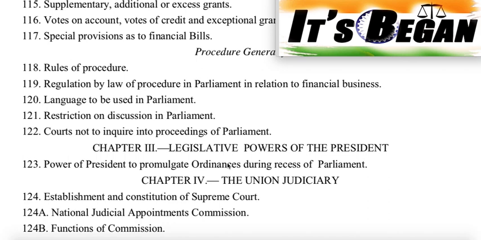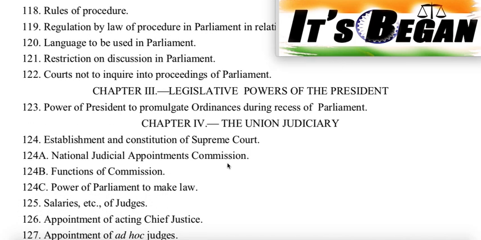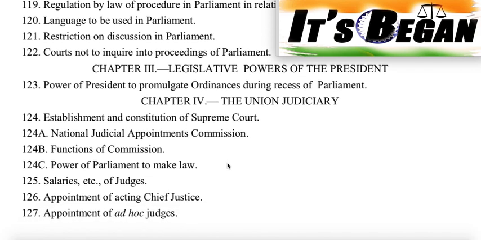Article 124B Functions of Commission. Article 124C Power of Parliament to make law. Article 125 Salaries etc. of judges. Article 126 Appointment of Acting Chief Justice. Article 127 Appointment of ad hoc judges.